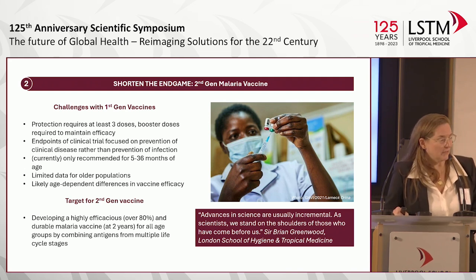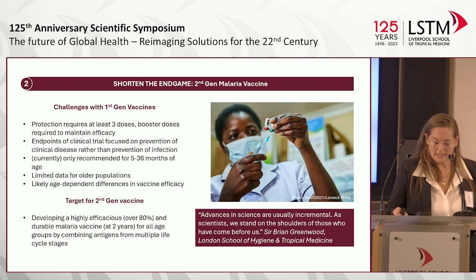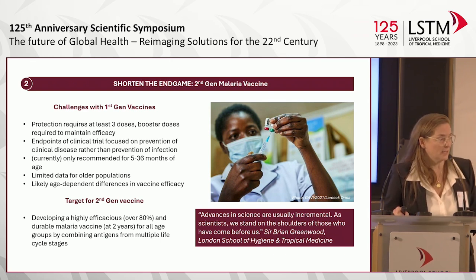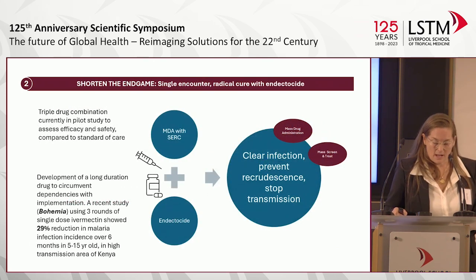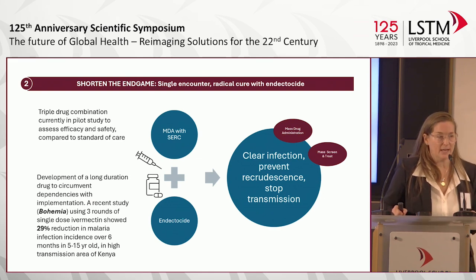There remain some significant challenges with the first-generation vaccines, namely the number of doses and boosters required to maintain efficacy, the limited age range, and possibly age-dependent differences in vaccine efficacy. So work is underway to develop a second-generation vaccine that would be higher efficacy, longer duration, and for all age groups, combining antigens from multiple life stages of the parasite. Another novel approach is to combine a drug that would be a single encounter radical cure.